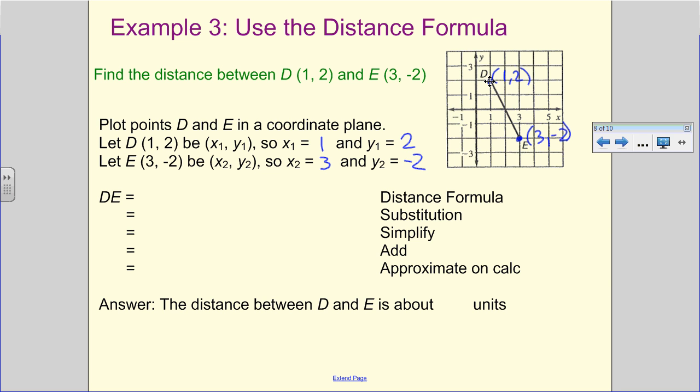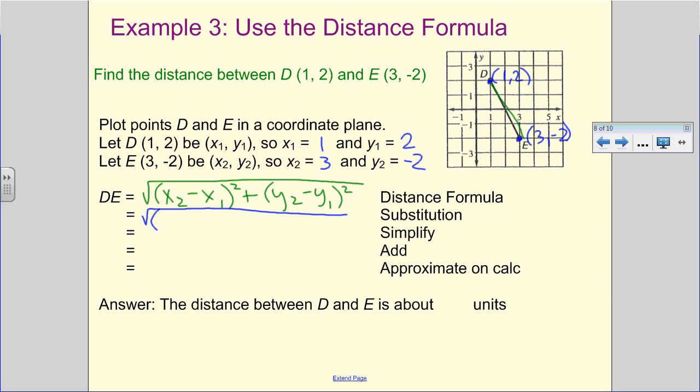The distance formula, the length of DE, is equal to the square root, because we're using the Pythagorean theorem, we have the square root of that at the end, of x2 minus x1 squared plus y2 minus y1 squared. All right, so we now start substitution. We do the values we know. Keep your square root in there. We're going to take our x2, which is 3, minus our x1, which is 1, square that. We're going to take our y2, which is negative 2, and subtract our y1, which is 2, and then square that.